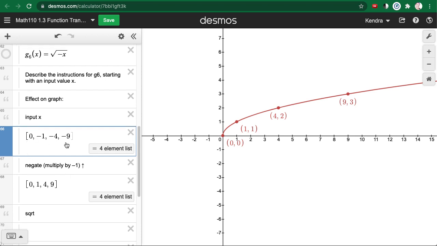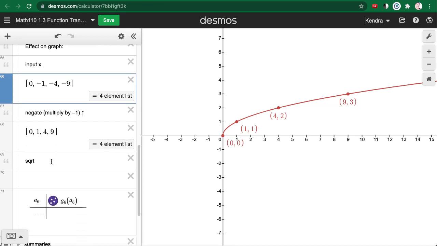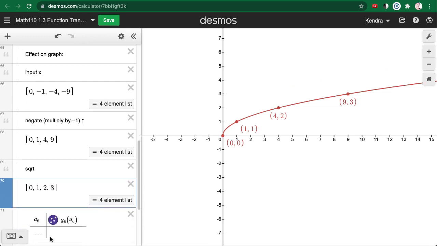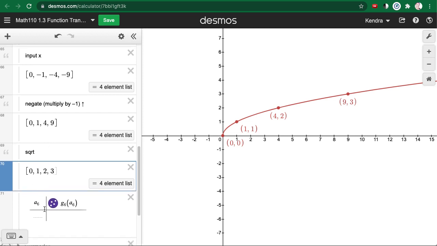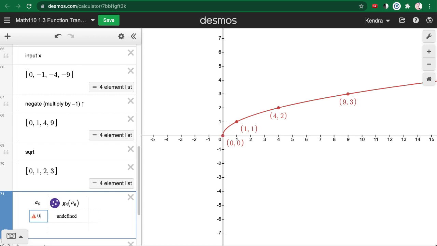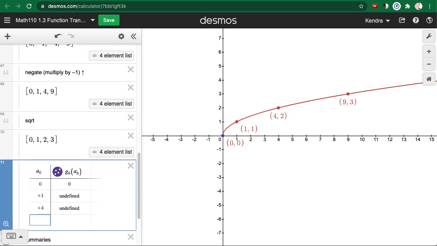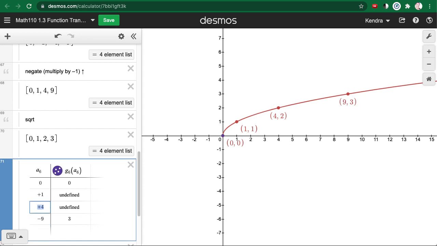Okay, so with these input values, if I negate them, if I multiply them by -1, the next step of tracking those input values through the function is 0, 1, 4, and 9. And the next step, square rooting, gives us 0, 1, 2, and 3. Okay, let's double check that if I take those input values, 0, -1, -4, and -9, and put them into my square root function, I'm going to get those output values. Oops. 0, -1, -4, and -9. And I said one thing and wrote another thing. Okay.